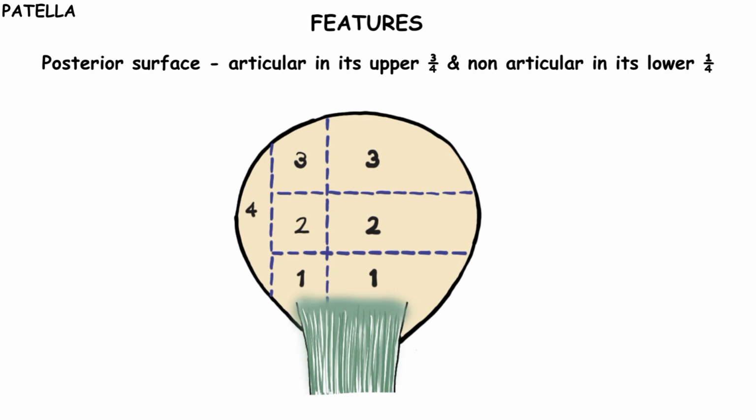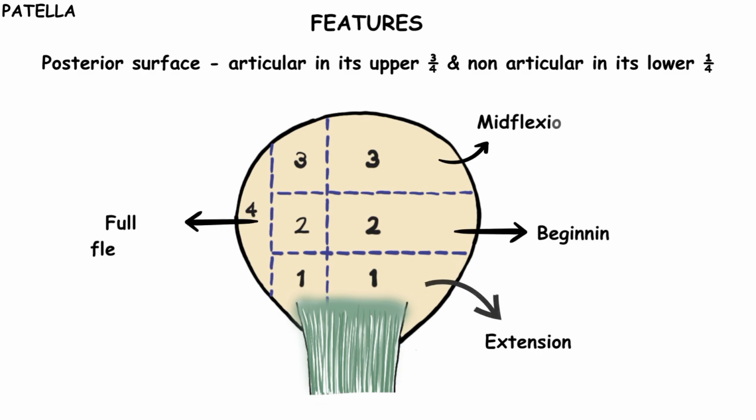During various phases of movements of the knee, different portions of the patella articulate with the femur. The lower pair of articular facets articulates during extension, middle pair during beginning of the flexion, upper pair during mid-flexion, and the medial strip during full flexion of the knee.